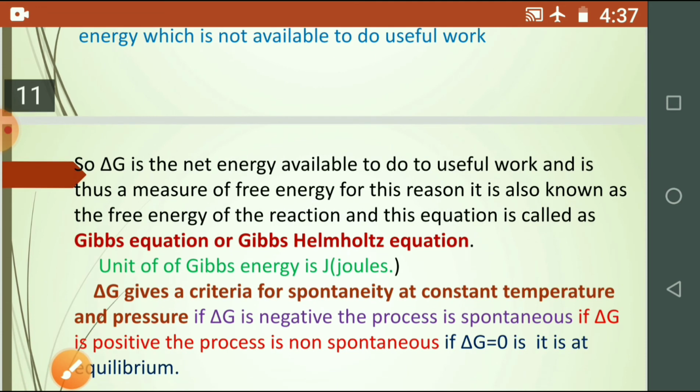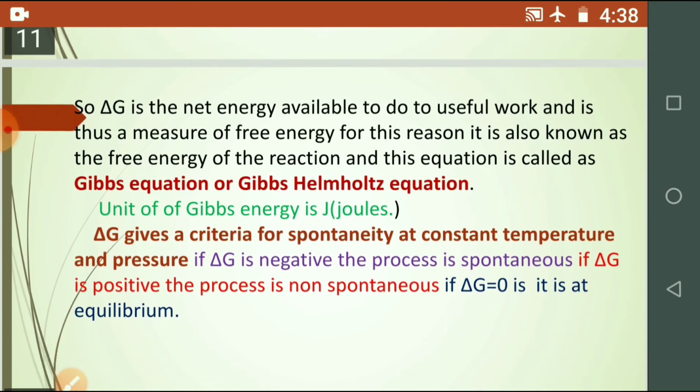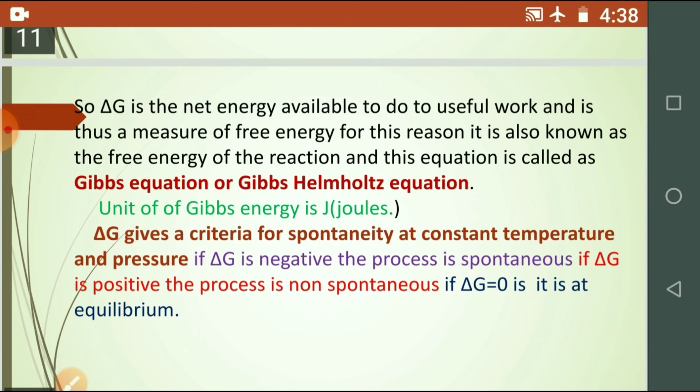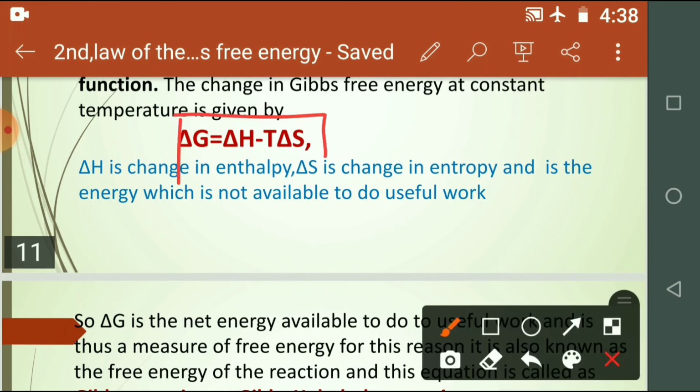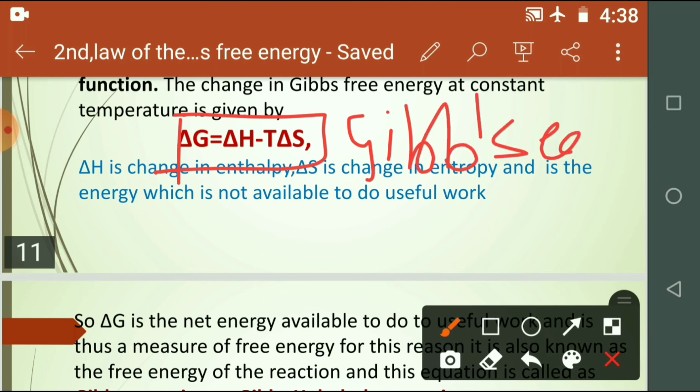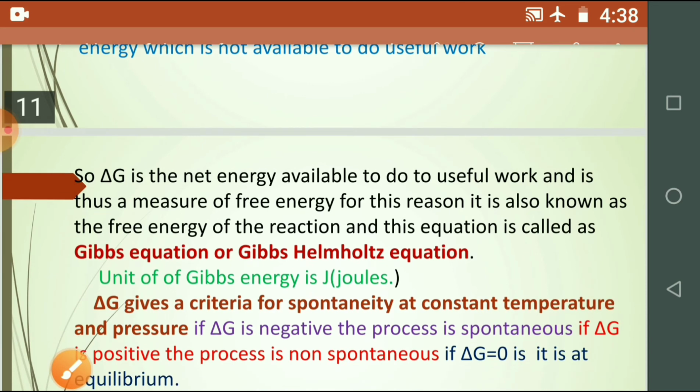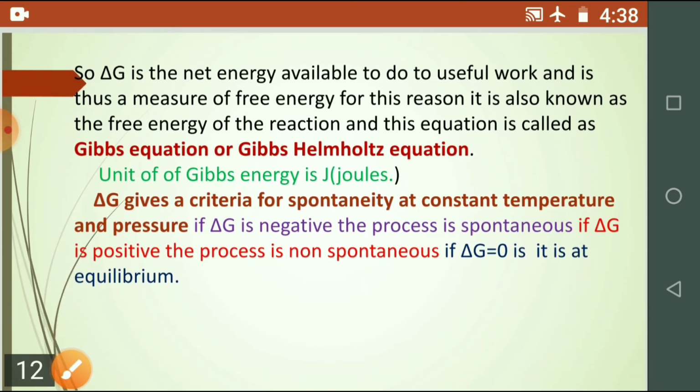So delta G is the net energy available to do useful work, and thus it is a measure of free energy. For this reason, it is also known as free energy of the reaction. And this equation, delta G is equal to delta H minus T delta S, is called Gibbs equation. The unit of Gibbs free energy is joules.